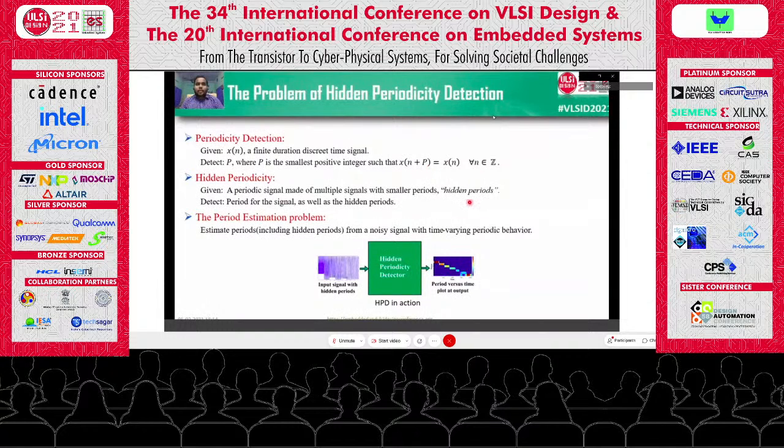The period estimation problem, which can be defined as estimating the periodicity, including the hidden periods, for any noisy signal having a time-varying periodic nature, is shown to have an elegant solution using Ramanujan filter banks. We use the same to construct our hidden periodicity detector. Here we show a basic hidden periodicity detector in action.